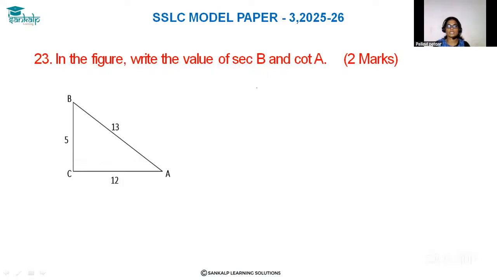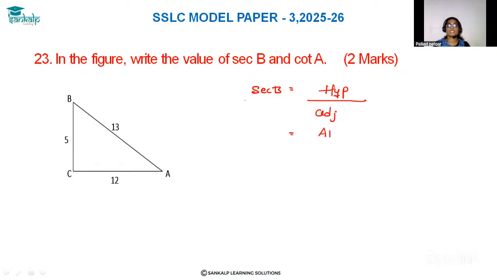So here, secant B. So here, what is the ratio for secant, children? Hypotenuse divided by adjacent, right? So hypotenuse divided by the adjacent side to angle B, we have to look at. So here hypotenuse is AB. So hypotenuse is AB.